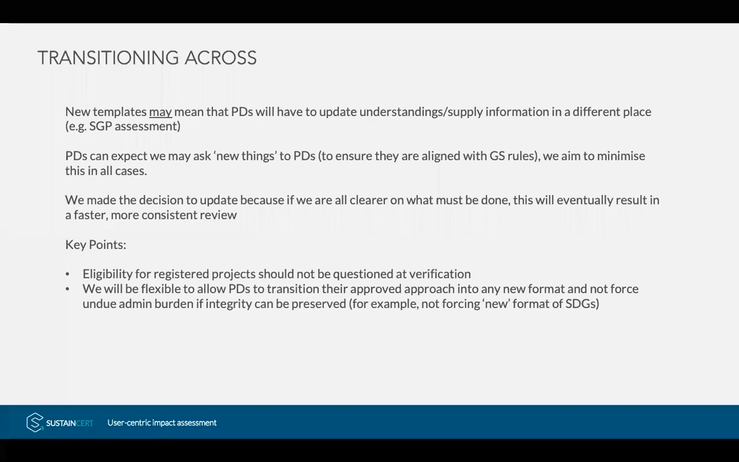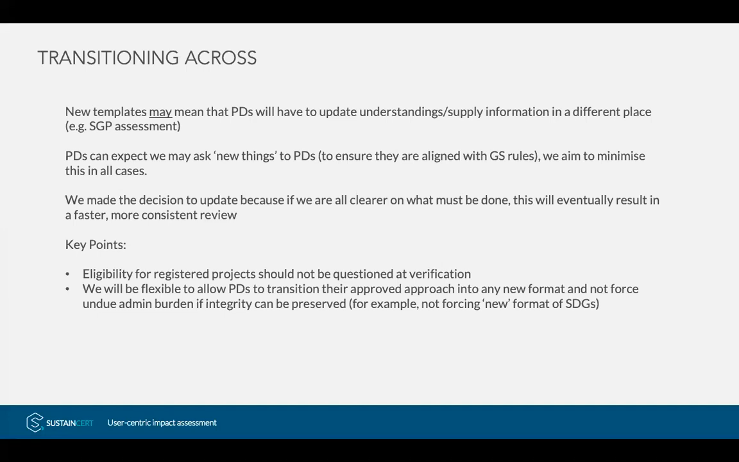So I would say that you can expect we may ask new queries to project developers, but as I say, what we're trying to do with this update is to align people's understandings about where to put information. We're pretty sure people are already complying, it's just they're demonstrating it in different ways. So we are going to prepare our internal team to expect that people will report things differently, and we are going to minimize the number of new questions that we ask to project developers.